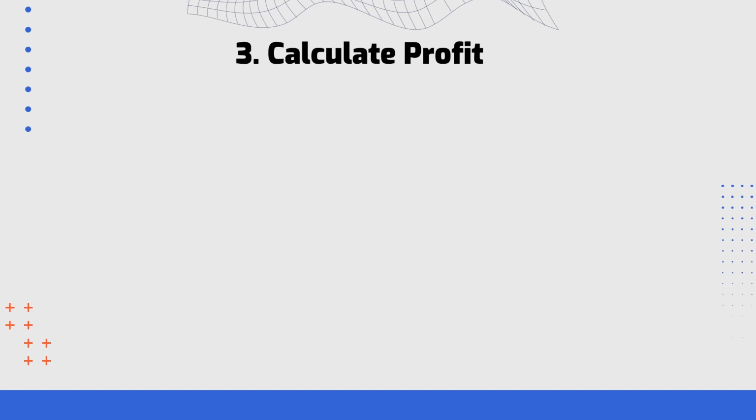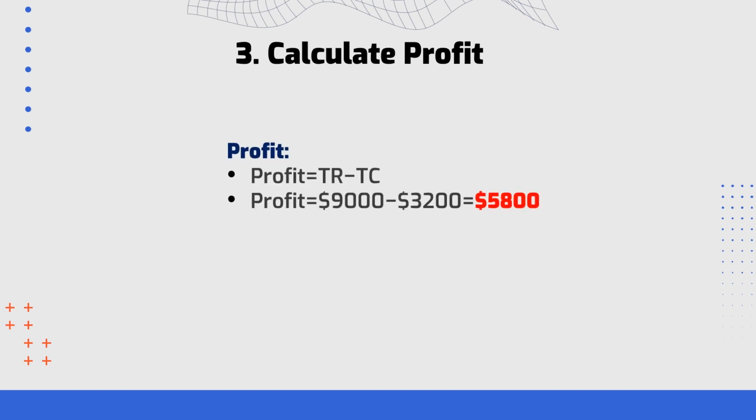Step number 3, calculation of profit. Profit is the total revenue minus total cost. So TR minus TC: $9,000 minus $3,200 gives us $5,800.